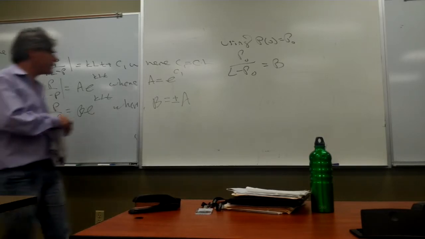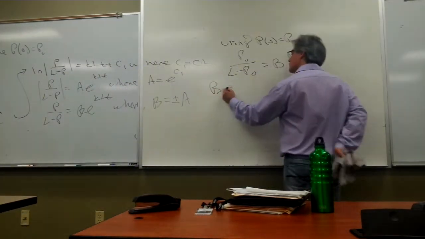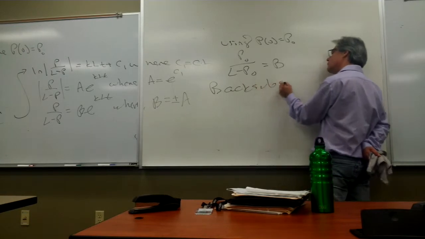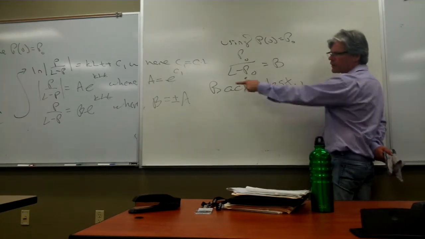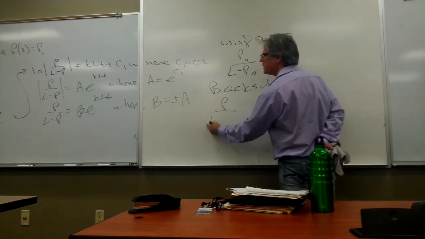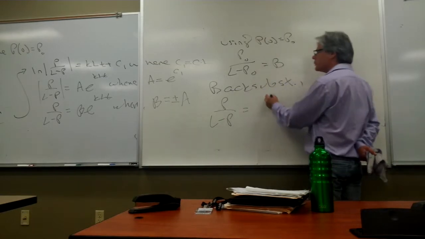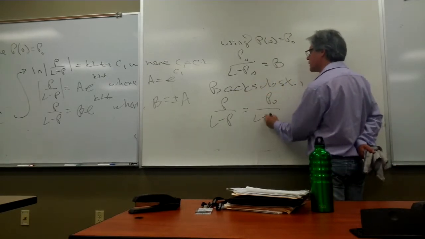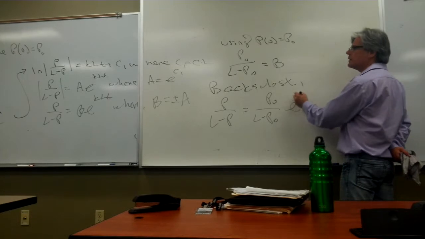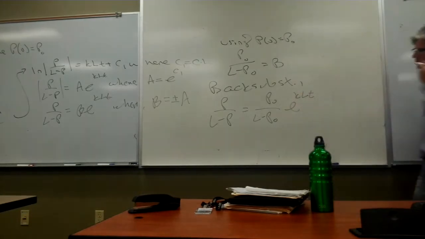So if you guys don't mind me back substituting. Does that tell me over here that p over L minus p is equal to p sub naught over L minus p sub naught times e to the kLt power?